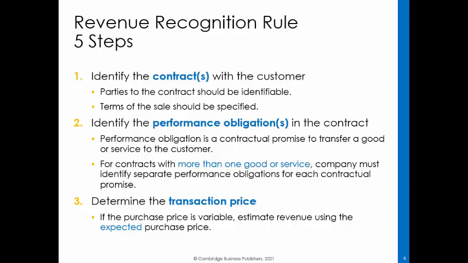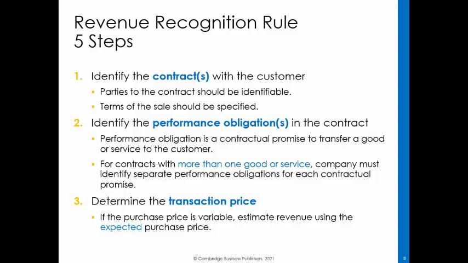The next step is to identify the performance obligations in the contract. A performance obligation is the company's contractual promise to transfer a good or service to the customer. If the contract involves a transfer of more than one good or service to the customer, the company needs to account for each promised good or service as a separate performance obligation and recognize revenue separately for each.